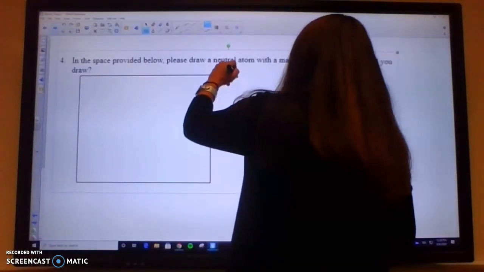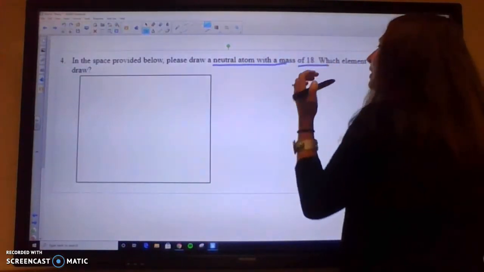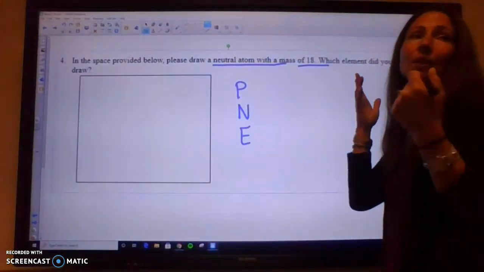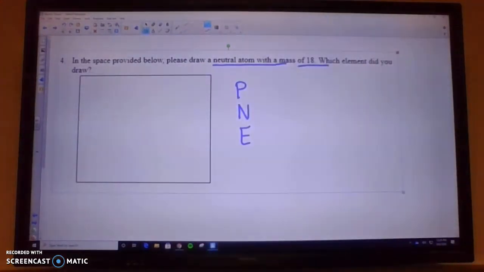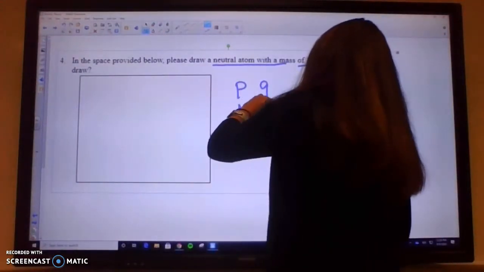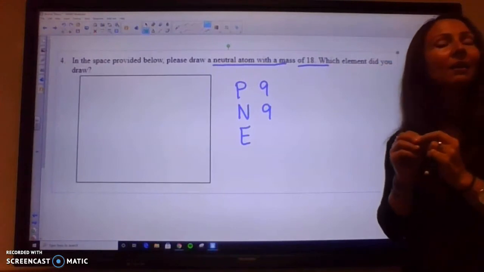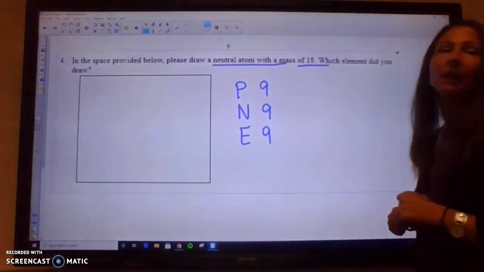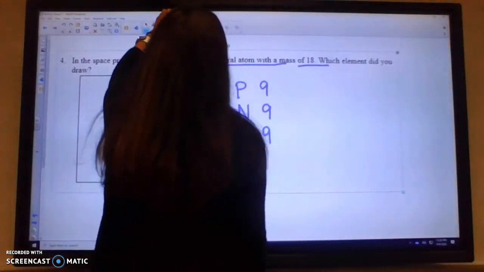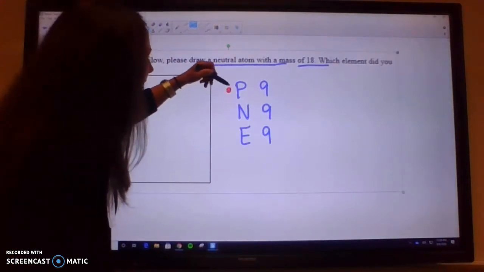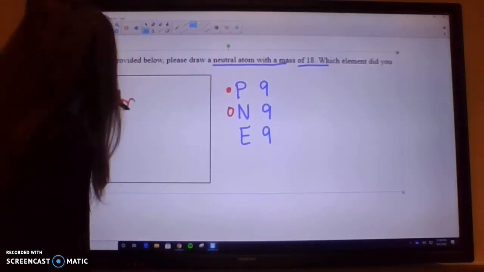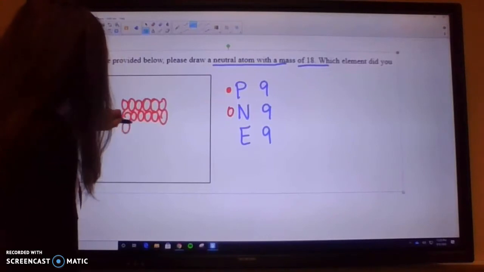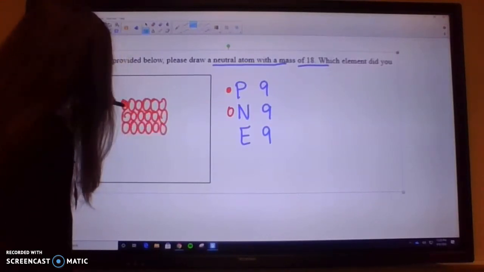So, a neutral atom with a mass of 18, that's all we need, and then we have to tell what element it is. So protons, neutrons, electrons. Mass is 18, so if we split it down the middle, that's going to be 9 and 9. For electrons, if I have a neutral atom, that means the charge is 0. So 9 minus 0 is going to also give me 9 electrons. Okay? So I'm going to draw my atom. Protons will be colored in. Neutrons are an open circle. So there's 18 of these. 1, 2, 3, 4, 5, 6. Color in every other one.